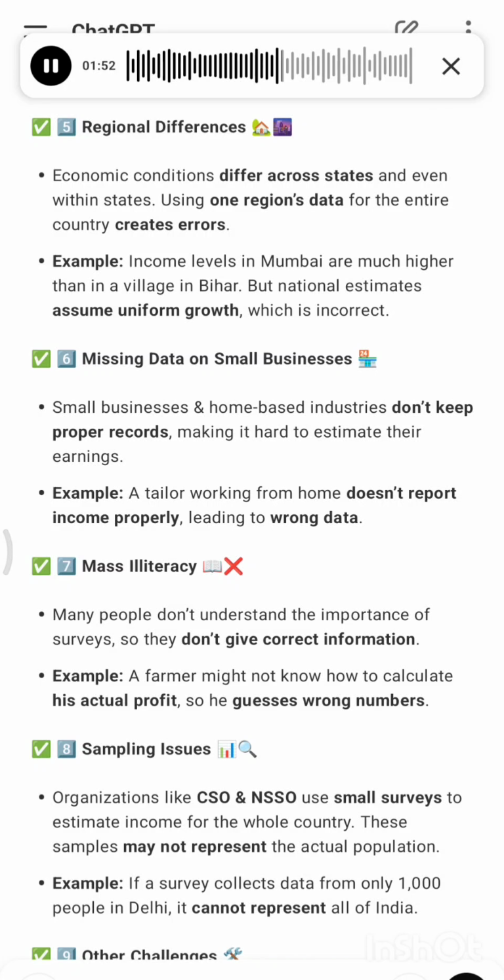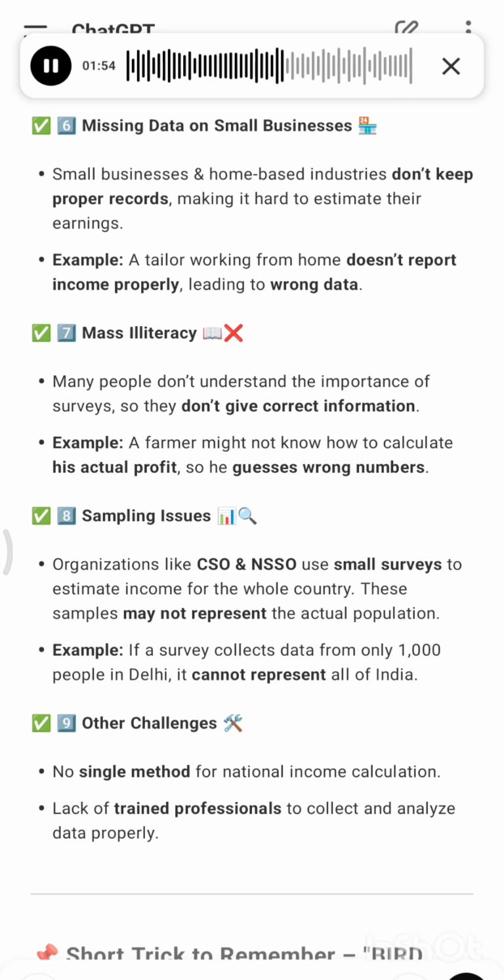6. Missing data on small businesses. Small businesses and home-based industries don't keep proper records, making it hard to estimate their earnings. Example, a tailor working from home doesn't report income properly, leading to wrong data.